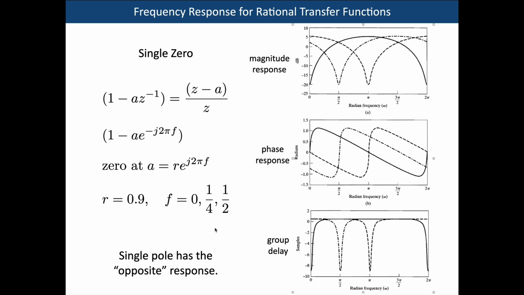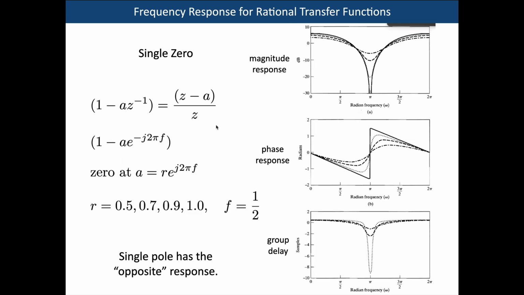All right, so in these charts, what we're doing is keeping the radius of the zero fixed and varying the angle. What I want to do next is look at an example. Again, this is from the textbook. But in this example, we're keeping the angle of the zero fixed, and we're varying the radius. So we're moving this from deep within the unit circle with the radius of 1/2 out to 0.7, 0.9, and then 1.0 right on the unit circle.